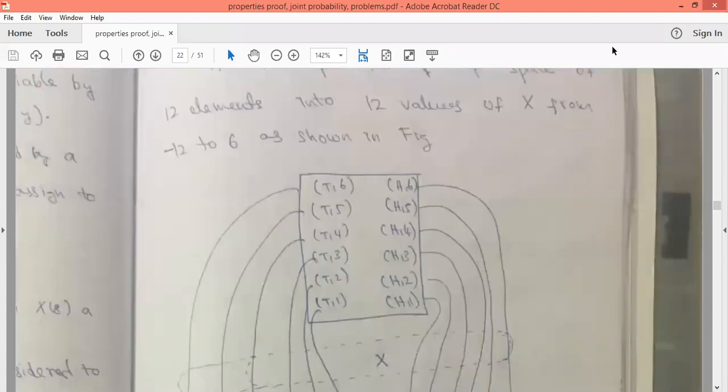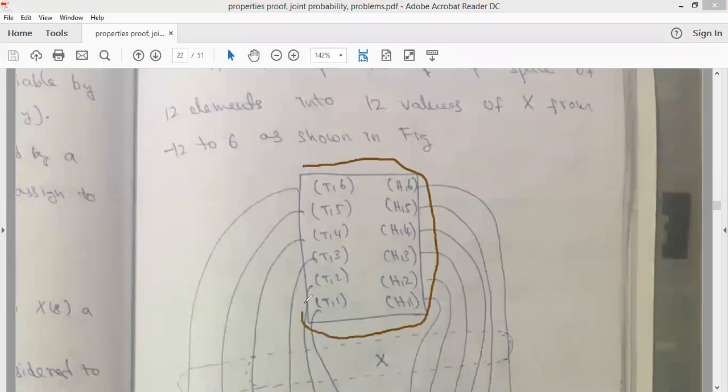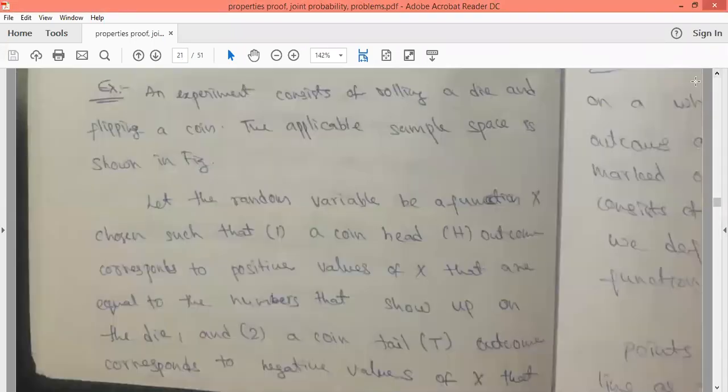Whenever you get head, the value on the die can vary from 1 to 6. Whenever we get tail, the value on the die can also vary from 1 to 6. So the total number of elements in the sample space is 12. Now we have to define a function so that these elements are mapped onto the real line. So what is the function we have defined here?